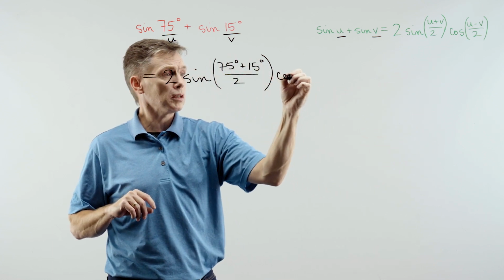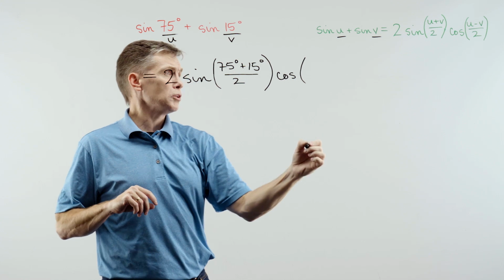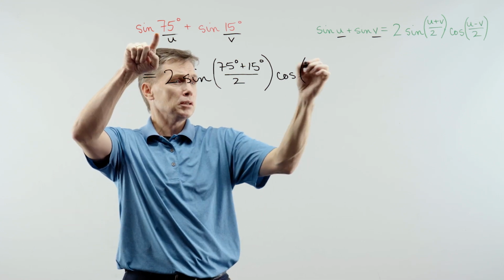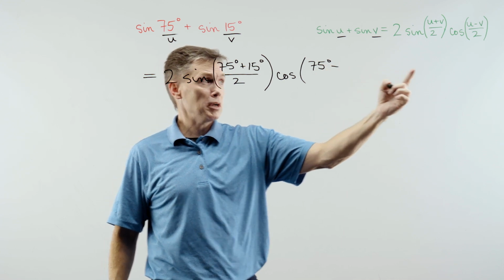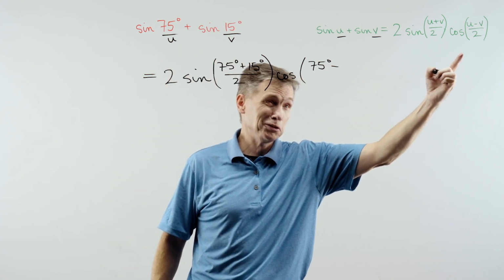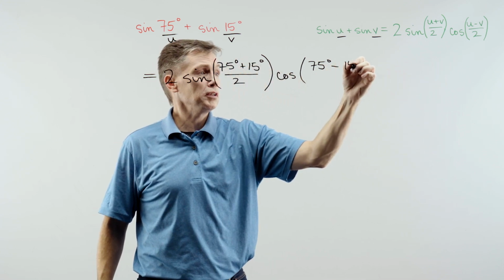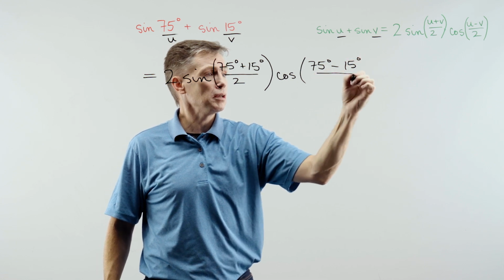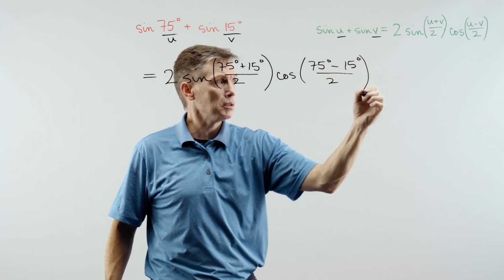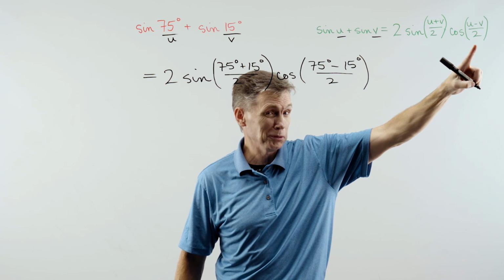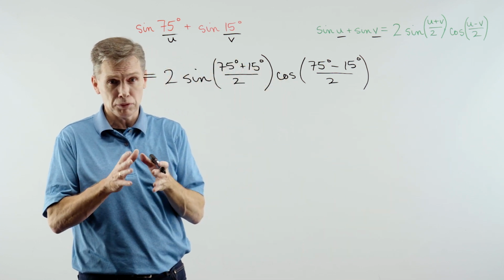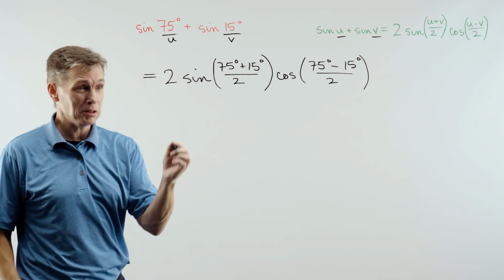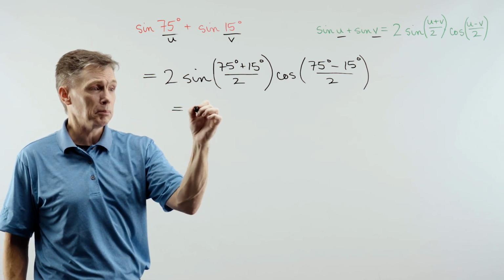Continuing in the formula, the next thing is multiplication by cosine. So cosine of u minus v. Again, 75 degrees for my u, subtract, because that's what the formula says to do, minus 15 degrees for my v, and divided by 2, because that's what the formula says to do, right? Okay, so getting things in the right place in the formula is your start, and from there, it's just a matter of simplifying a bit.